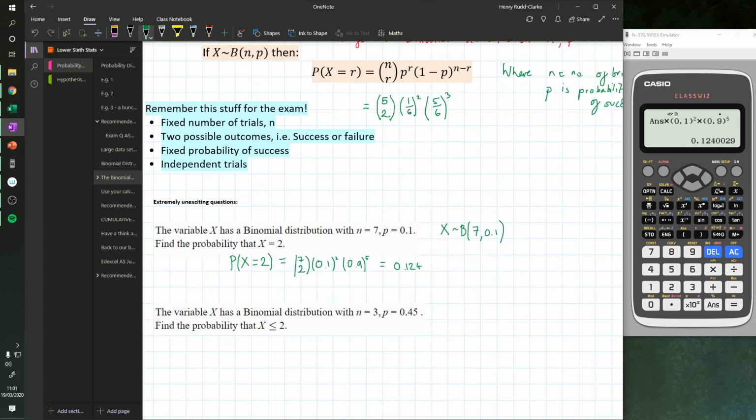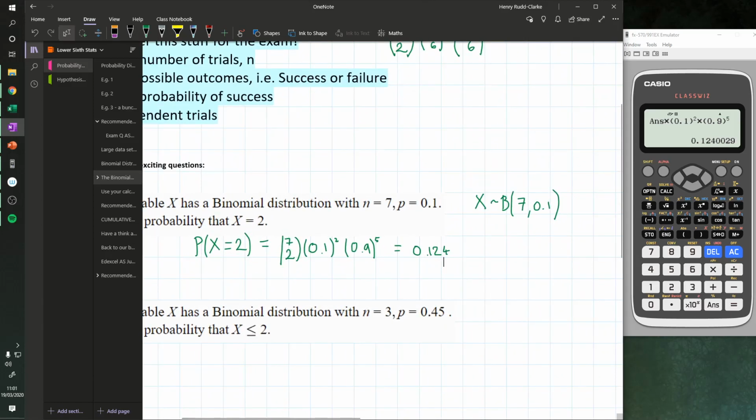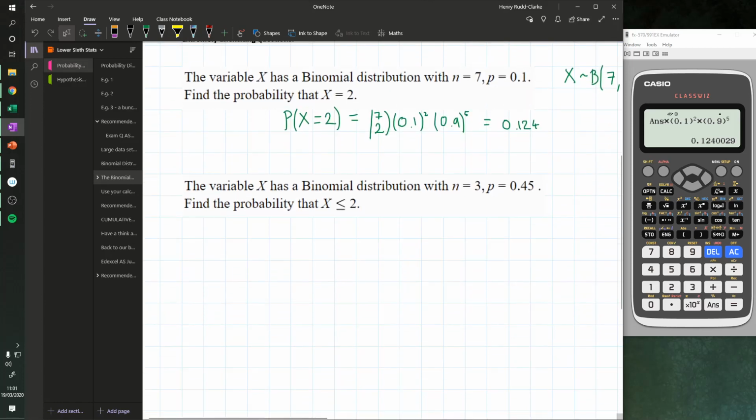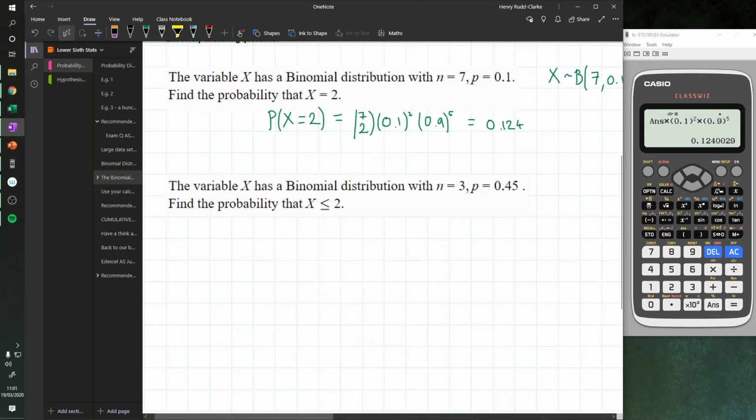Similar question. I would hope that's quite simple. You can just follow the instructions from the formula and get any individual probability. So, a similar question: the variable x has a binomial distribution with n equals 3 and p equals 0.45. What is the probability that x is less than or equal to 2? We have to do a little bit of thinking here, because we're looking at a less than or equal to sign, which is a little bit different.